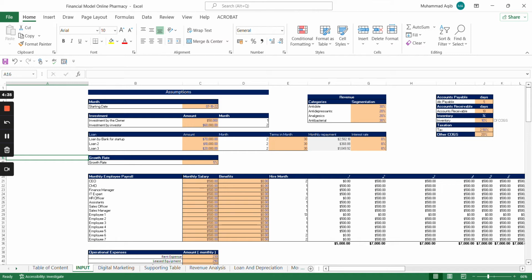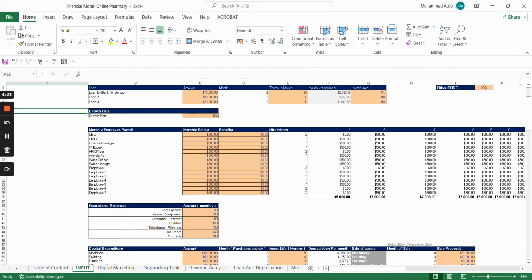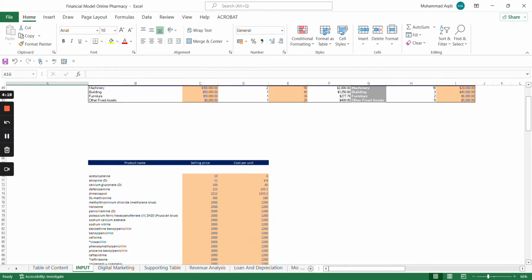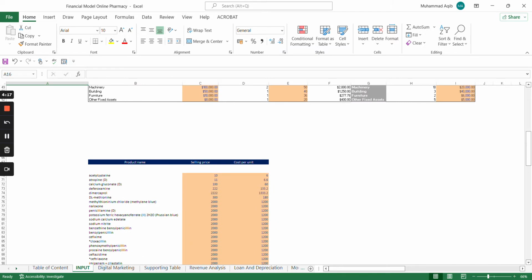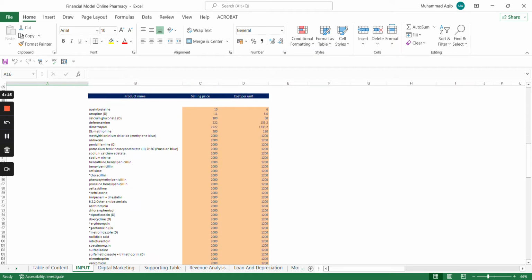Furthermore, this also includes revenue and its categories with their respective segmentations as well as different accounts payable and receivable periods. Furthermore, this also includes different operating expenses that the business will incur over the 5 years period along with capital expenditure incurred. Furthermore, this also includes different products being sold by the business with their respective selling prices and their costs.